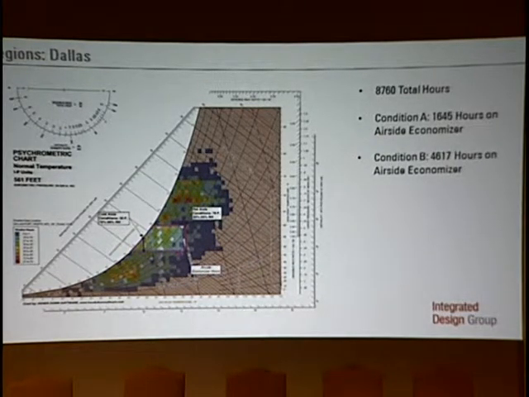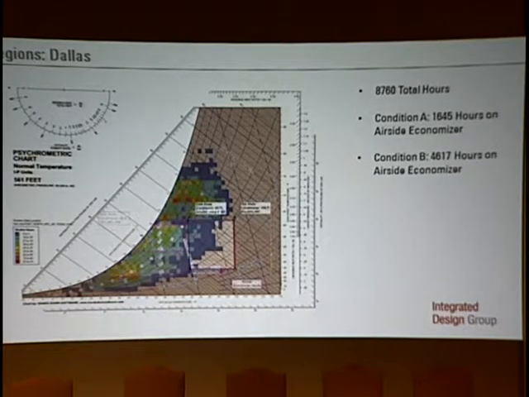Now if we go to condition B, where we've opened up the allowable space conditions, our window's here again, and we have all these hours available, which bumps us up to 4,617 hours. So more than half the year in Dallas, you could be on that.